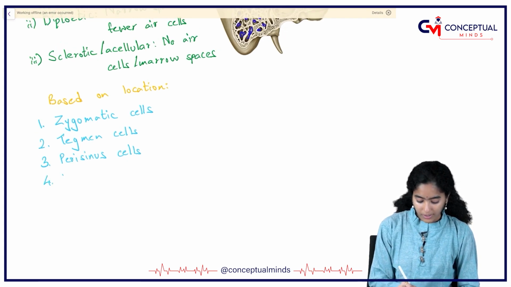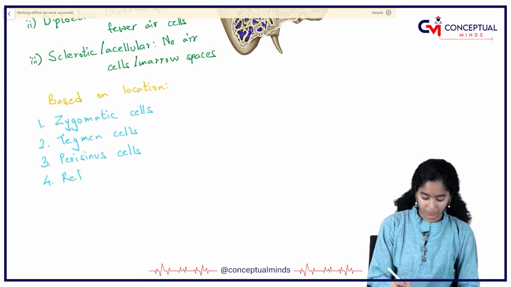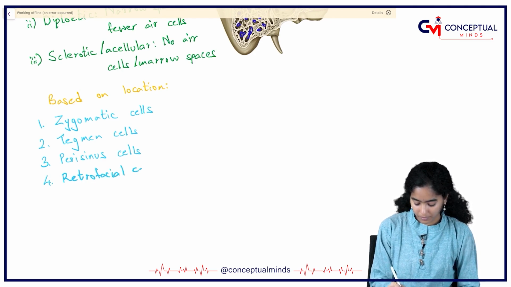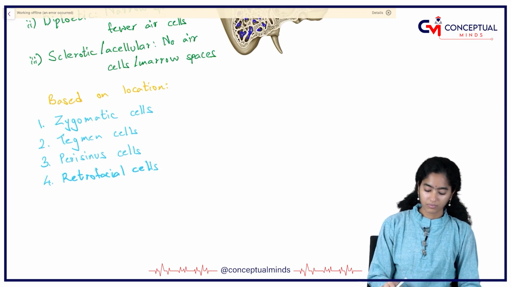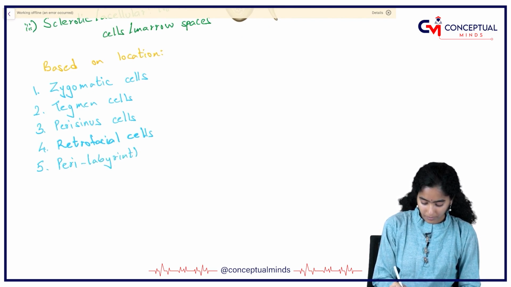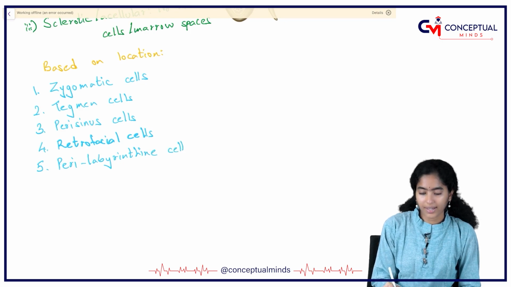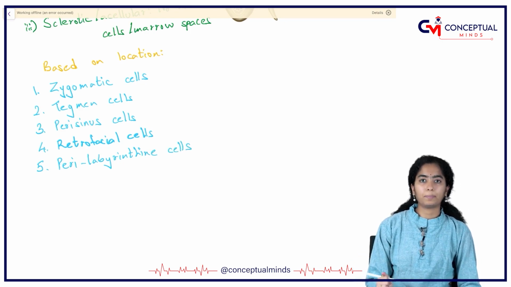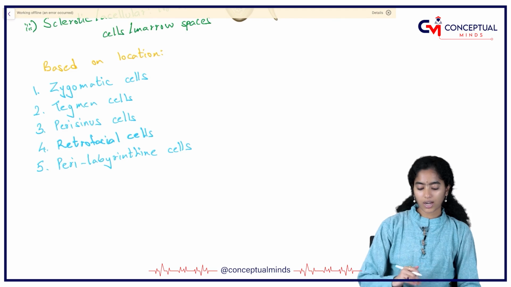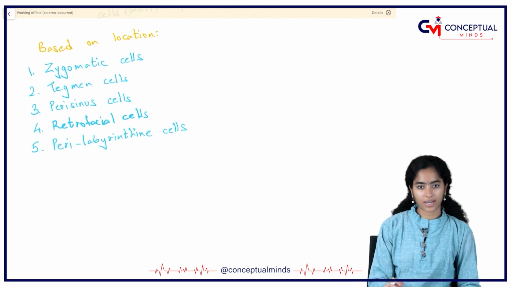And then we have retrofacial cells. Perilabyrinthine cells. These perilabyrinthine cells are present above, below and behind the labyrinth. What is the labyrinth? The inner ear, the bony part of the inner ear. Around that there are these perilabyrinthine cells.